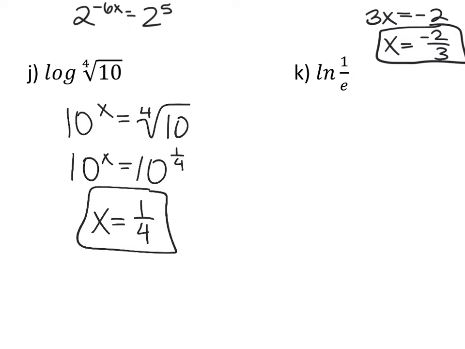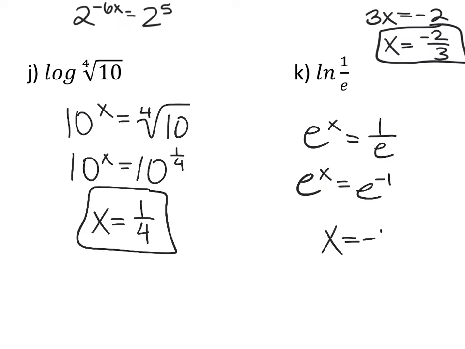And the next one's also very similar. What's the not showing base for ln of 1 over e? E. So we're going to do e to the x equal to 1 over e. But if I want them to have the same base, I want the e to not be in the denominator. I want it in the numerator. That would be e to the negative 1 power. Once the bases match, x is just negative 1. So the natural log of 1 over e is equal to negative 1.